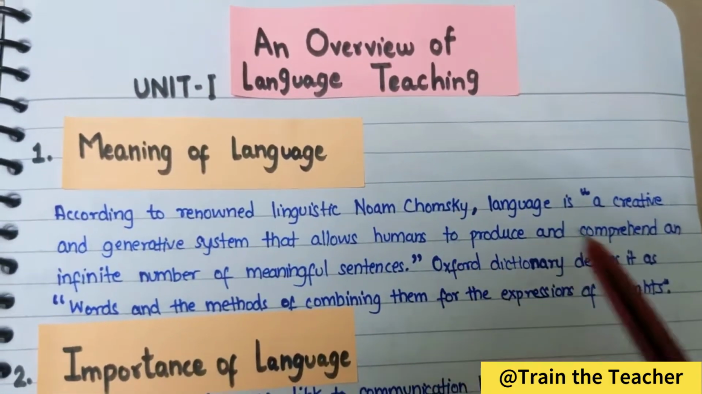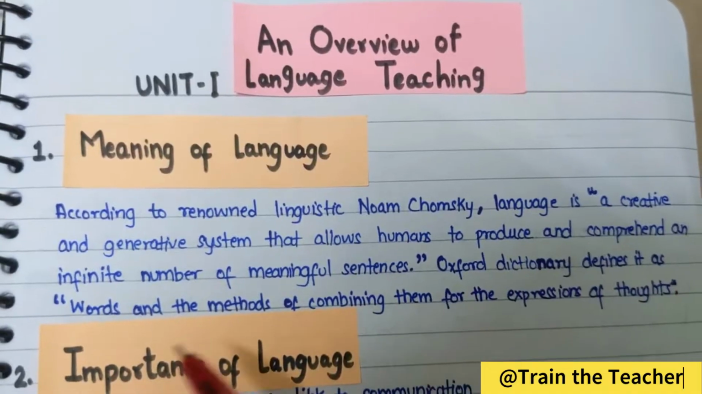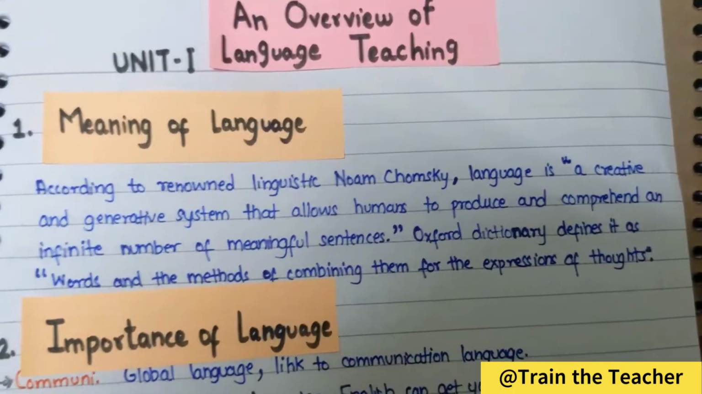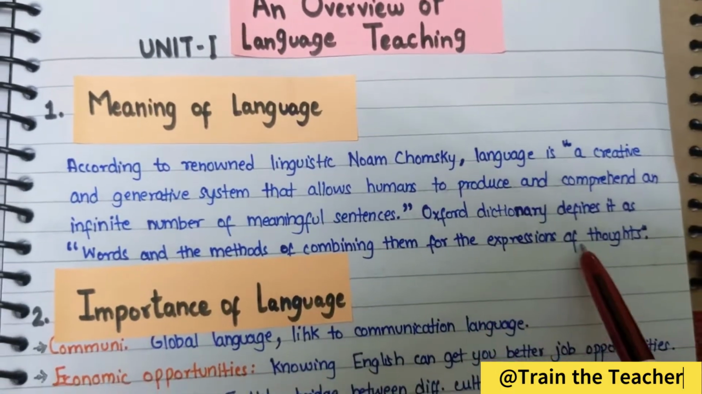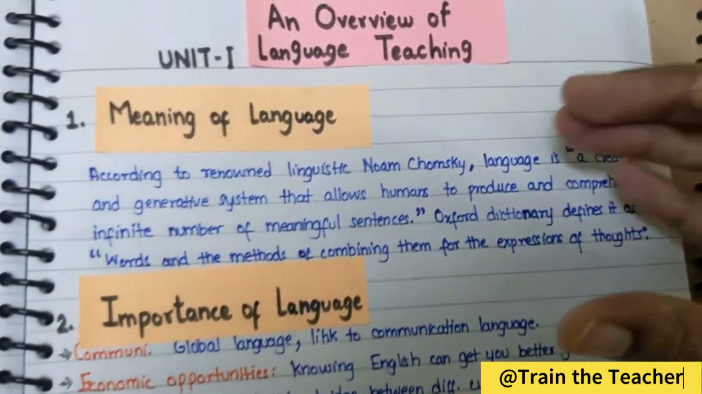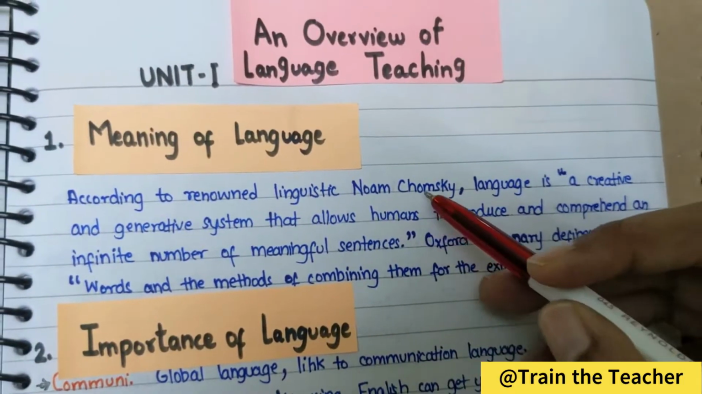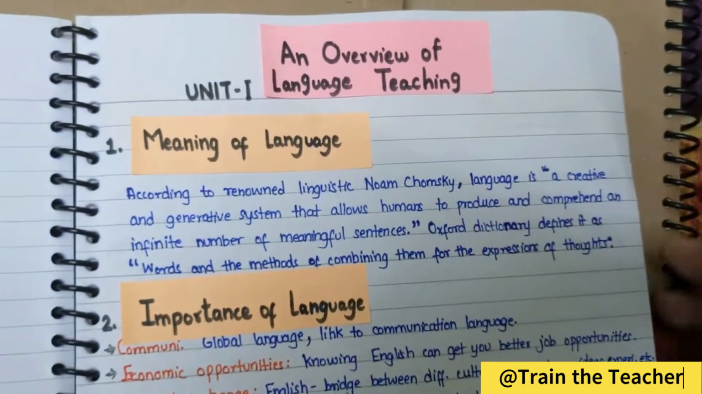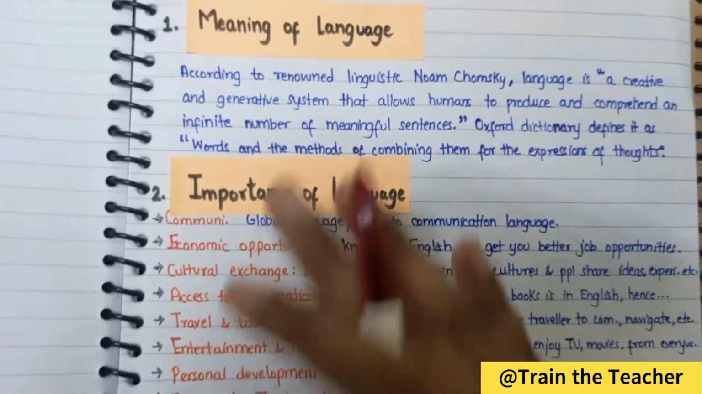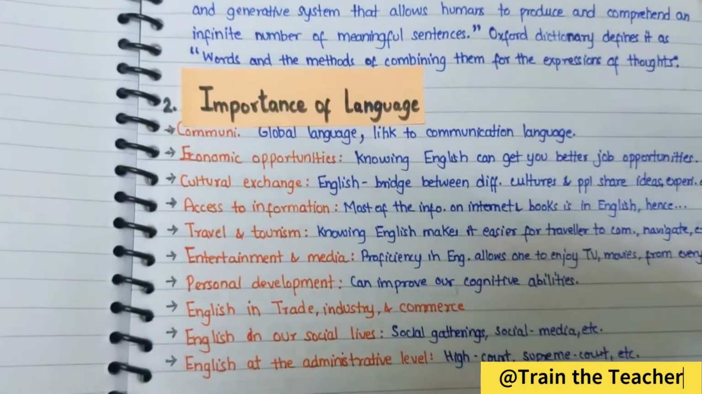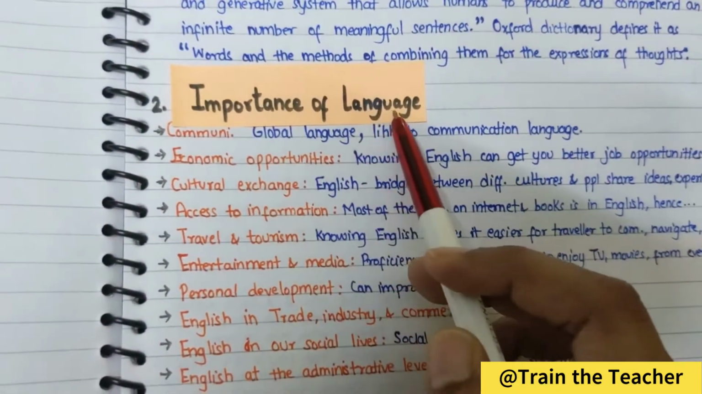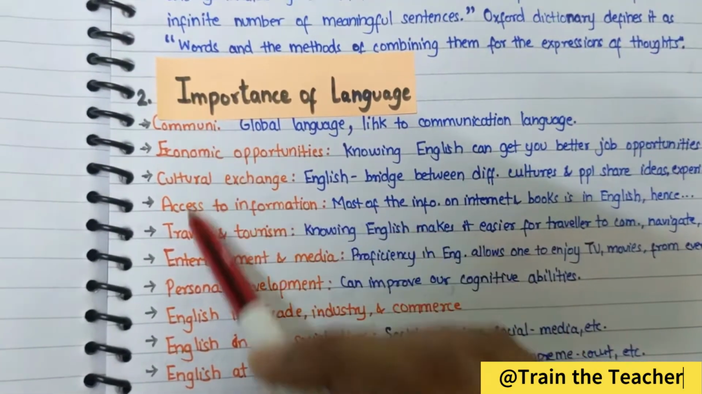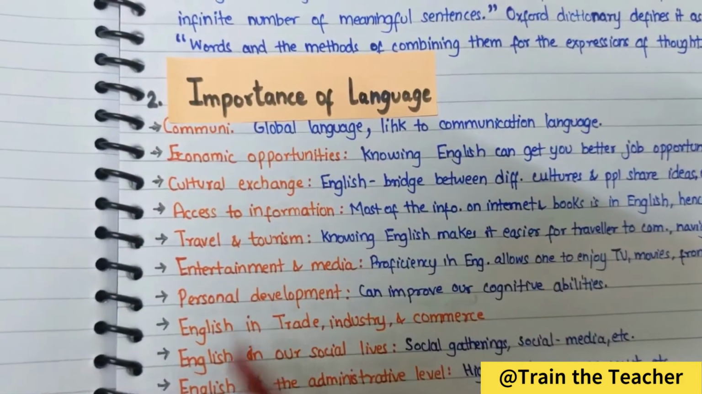Okay, Oxford Dictionary के हिसाब से it defines it as words and the methods of combining the words and the methods for the expressions of thoughts. That's what it is. So these are the 2 chosen definitions from my side. You also be ready with the ones that you feel convinced with. Okay, with this we'll straight away move to the next point, which talks about the importance of a language, and specifically the importance of English language. Here are 10 points. I'll quickly walk you through these 10 points.